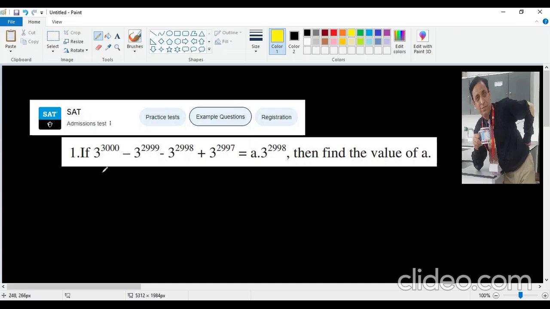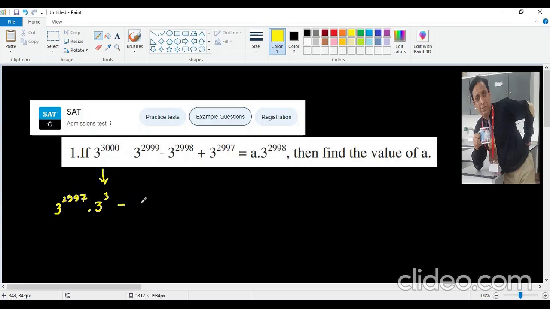Elaborate this one. Do you think I can write this one as 3 to the power 2997 times 3 to the power 3? Because when the bases are same, powers are added. Get it? And numbers are multiplied, powers are added. So 3 to the power 3000 is equal to 3 to the power 2997 times 3 to the power 3.